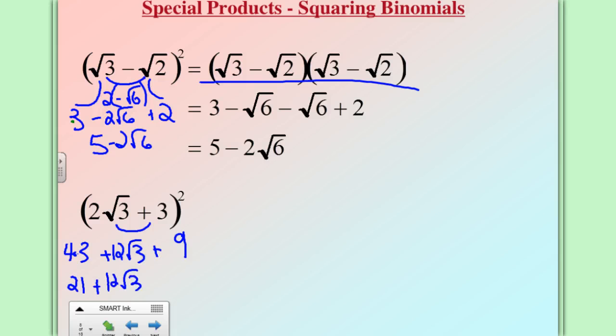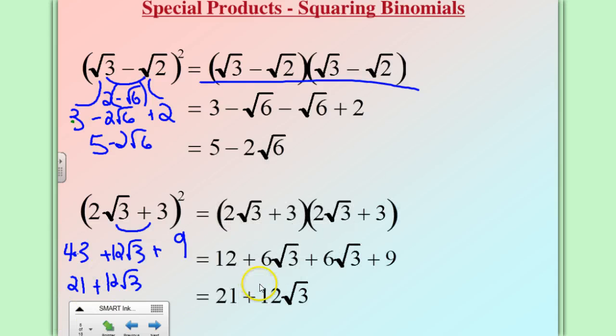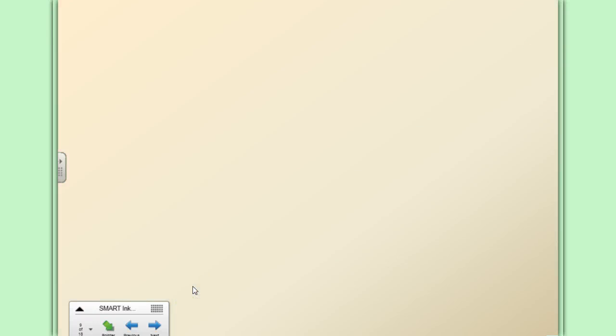Or you can do it the long way, which is multiplying it all out. 2 root 3 plus 3 times itself, get 4 terms, collect them together, and you end up with 21 plus 12 root 3. Either way, depends on which way you like better, okay?